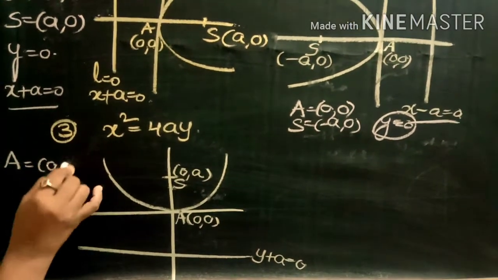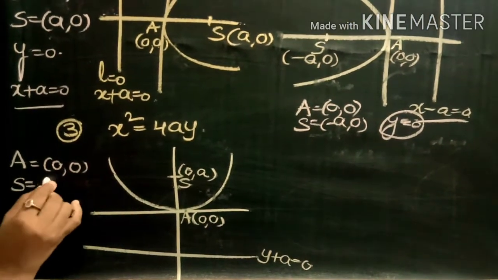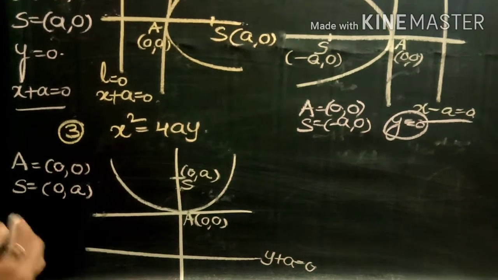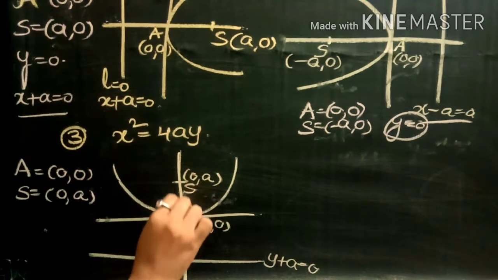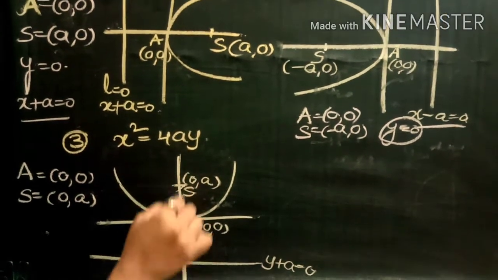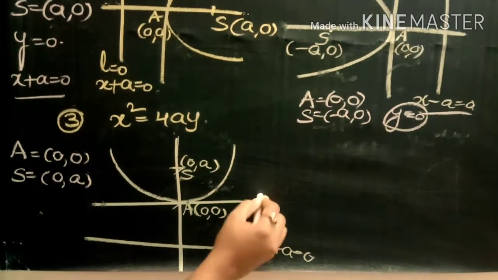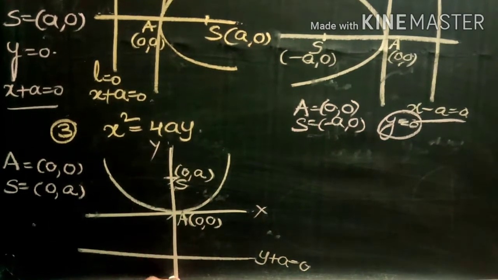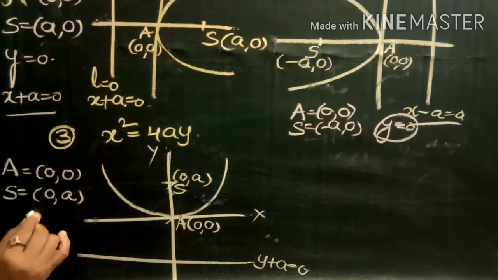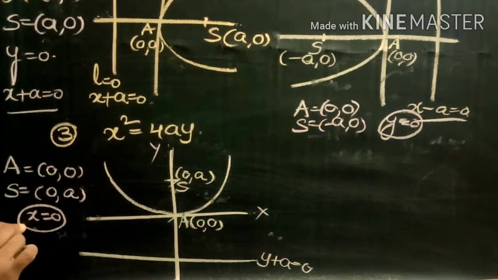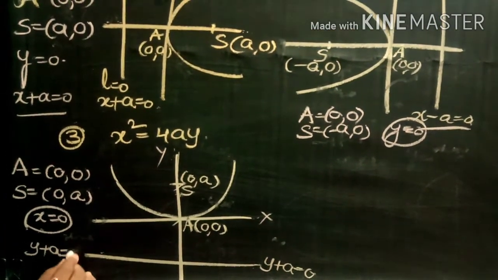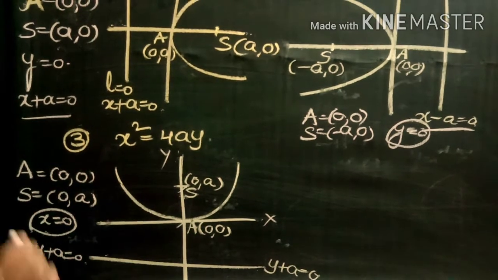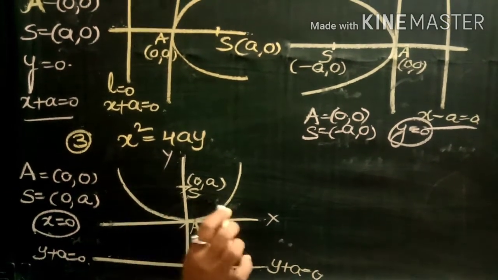Now here in this case we take the formulas. Vertex A is 0 comma 0, and focus S is 0 comma a. Axis of parabola means the line passing through the vertex and focus, which is nothing but the y-axis. This is the x-axis, this is the y-axis. So the equation of the y-axis is x is equal to 0. This is the axis of the parabola, and the equation of the directrix is y plus a is equal to 0.